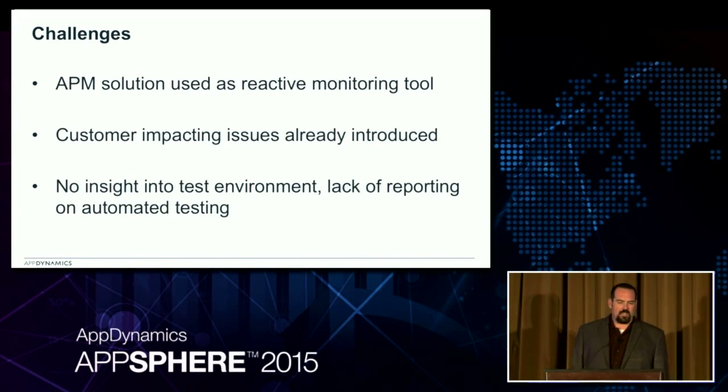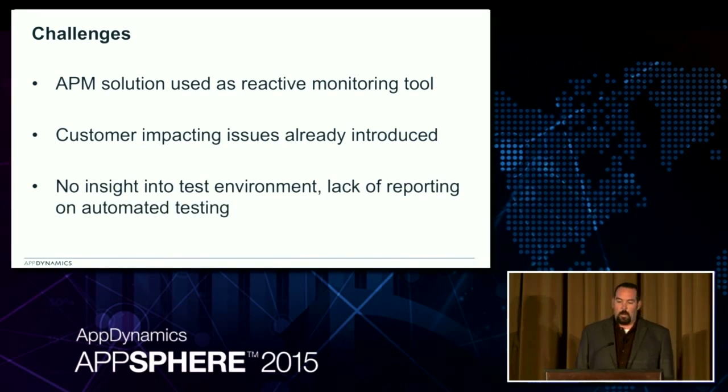So I started talking to myself, how can we catch things prior to impacting our customers? How can we do it during the development life cycle? How can we improve our processes to minimize impact to customers, to give stakeholders in the business confidence in our product? I kept asking myself, why aren't we in a test environment with AppDynamics? It all boiled down to that, really.